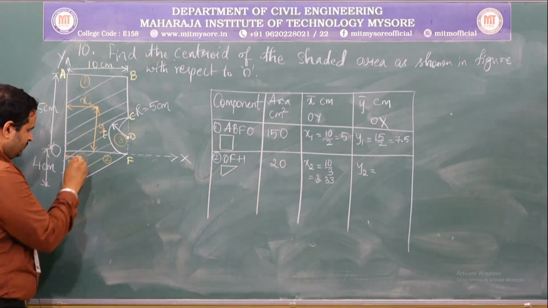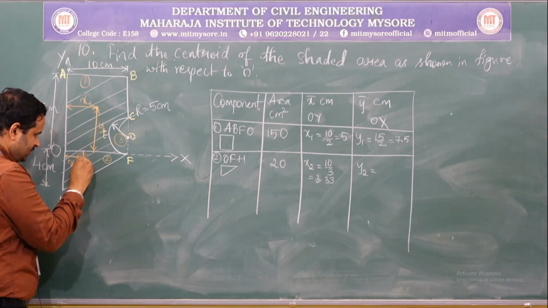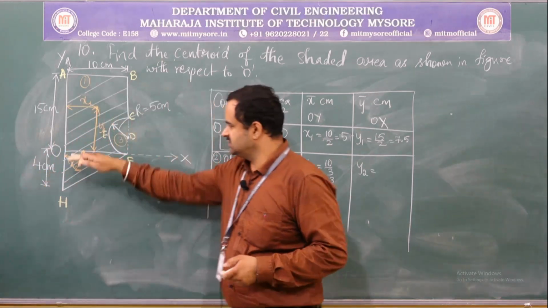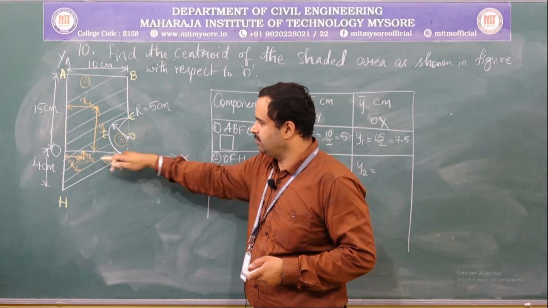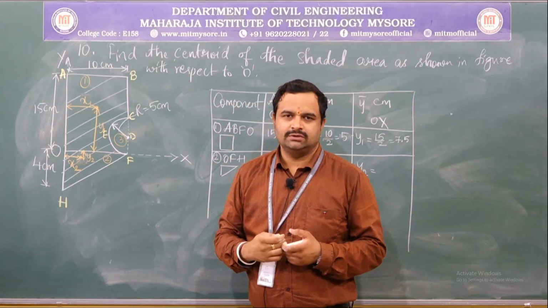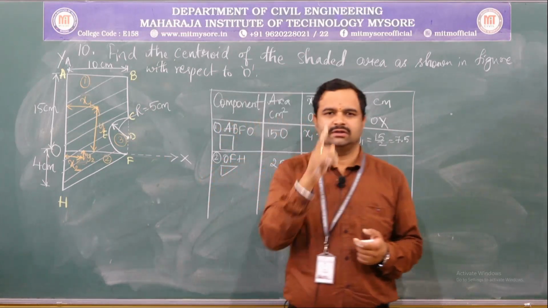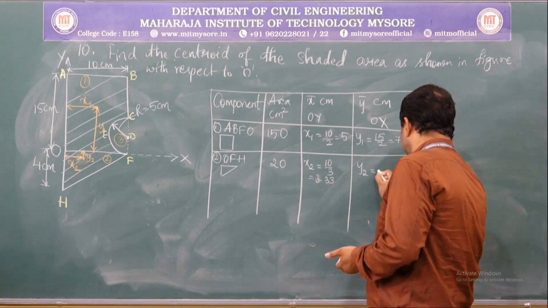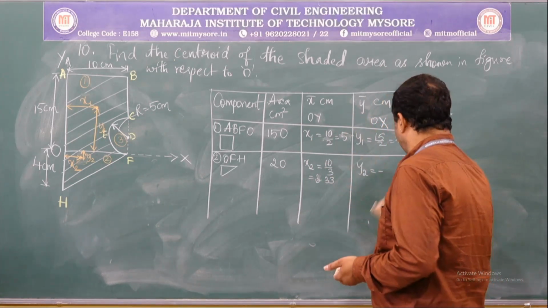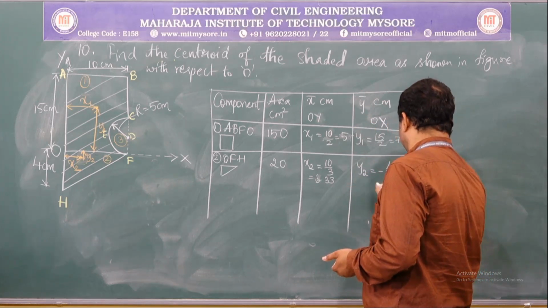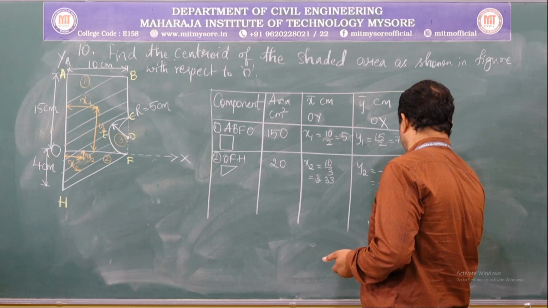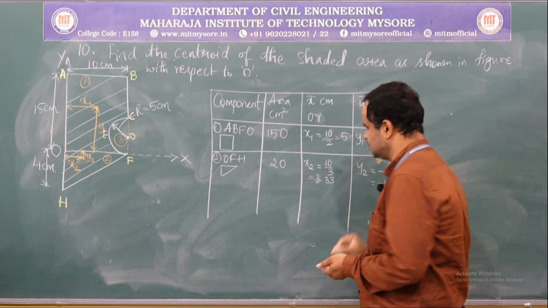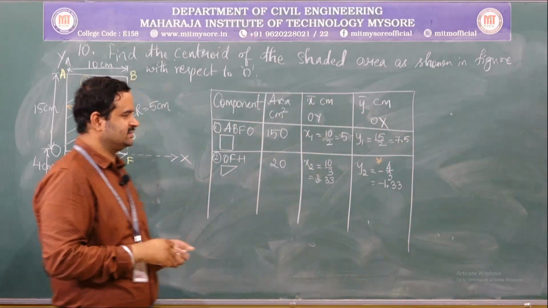See, from this axis you need to measure what is y2. If you clearly observe, the point y2 is below the OX axis. So, if y is measured below the axis, the sign convention treated is negative. So, y2 is minus 4 by 3, which is equal to minus 1.33 centimeter, because it is measured below the axis.